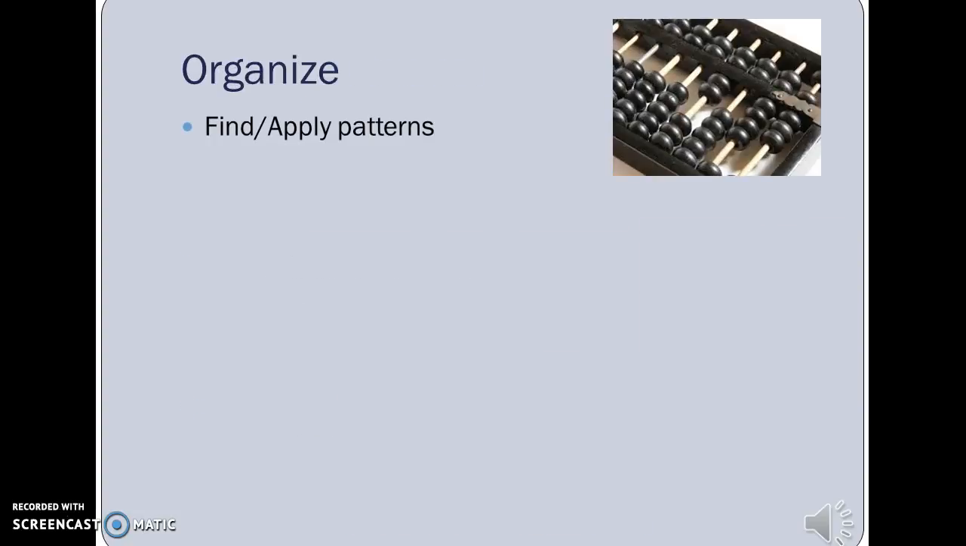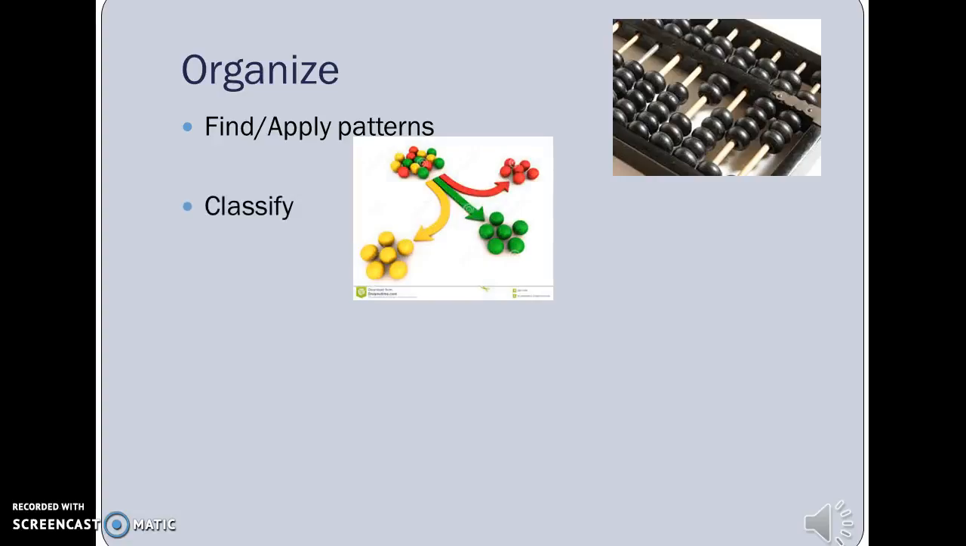Okay, you can organize your learning. So find or apply patterns. There's lots of grammar patterns, kind of like math. You can classify. So for example, if you have a big vocabulary list, you can separate the vocabulary into groups of, say, nouns or verbs or adjectives.